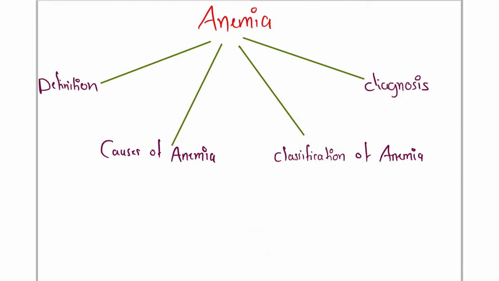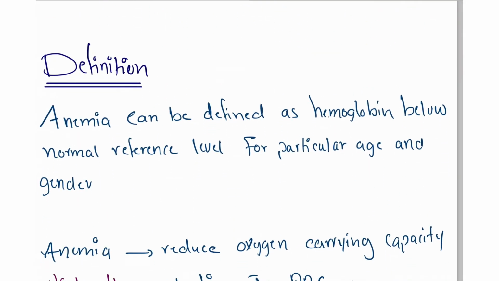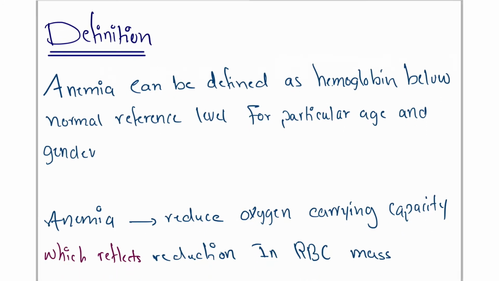Good evening. In this lecture we will talk about definition of anemia, causes, classification and diagnosis. Starting with definition of anemia. It can be defined as hemoglobin below normal reference level for particular age and gender.